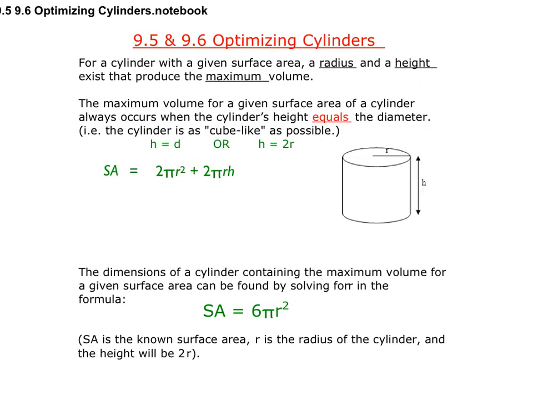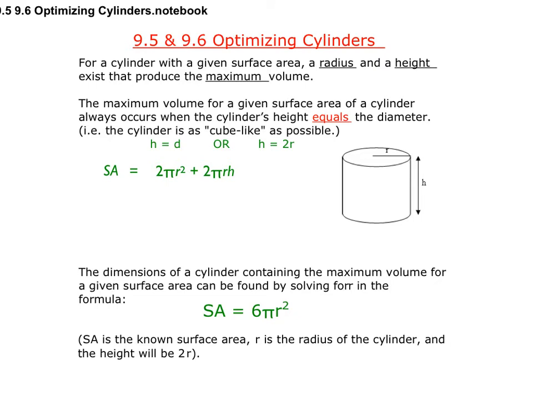Okay. So for a cylinder with a given surface area, a radius and height exist that produce a maximum volume. So a maximum volume can be produced. The maximum volume for a given surface area of a cylinder always occurs when the cylinder height equals the diameter. So very much like a cube, kind of in that aspect, right? We're saying that the height and the diameter are the same. Just make sure you don't screw up your radius and your diameter.